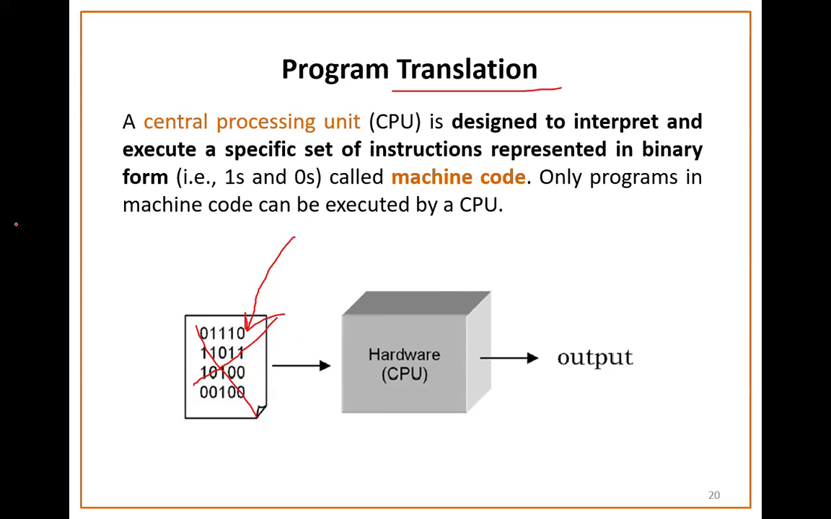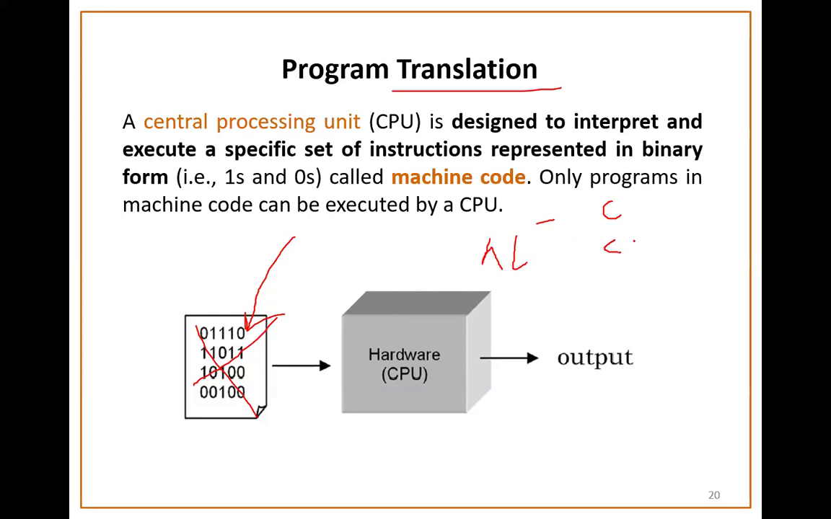Now, what is our own language? This is high-level language. Our own high-level language, like C. C is not in machine code. Usually C is in English.